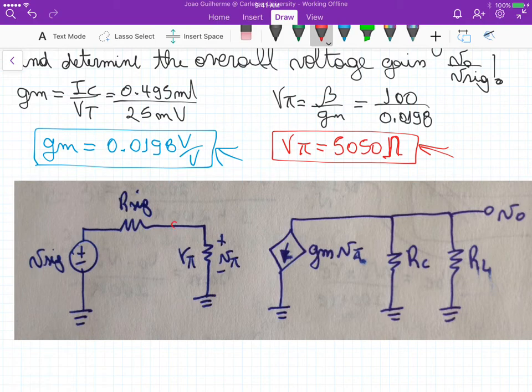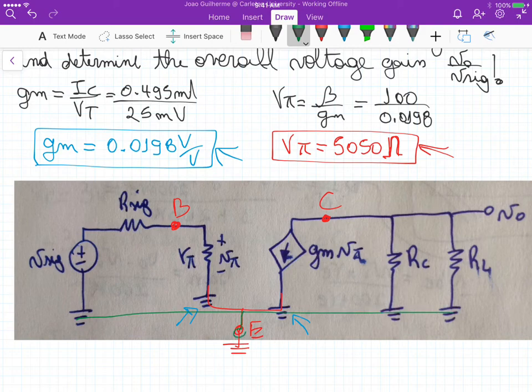So we have the base here, we have the collector here, and here we would have a connection going to the emitter, but remember that the emitter is grounded, so that's why we have this ground here and this ground there. But it's basically the same thing, right? We could connect this entire thing here and say that everything is grounded, right? The way the circuit behaves, that's true. And that's the circuit that we have, the small signal circuit.